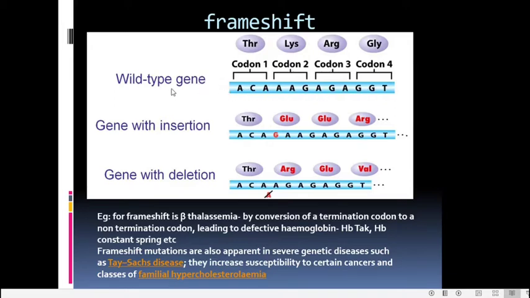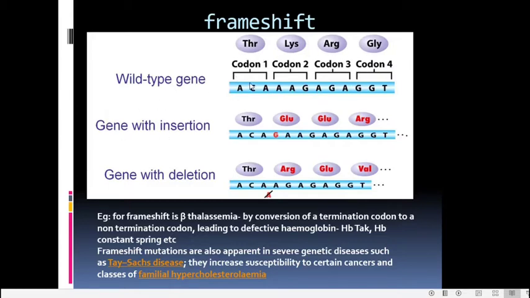Here, this is the sequence of the normal or the wild type gene which runs as ACA, AAG, AGA and GGT. By transcription, mRNA will be formed, and in this mRNA these sequences will act like codons, and each codon codes for a particular amino acid, and these amino acids are aligned one after the other during protein synthesis to form the normal protein. So this is what happens when a normal gene undergoes transcription and translation to form the protein.